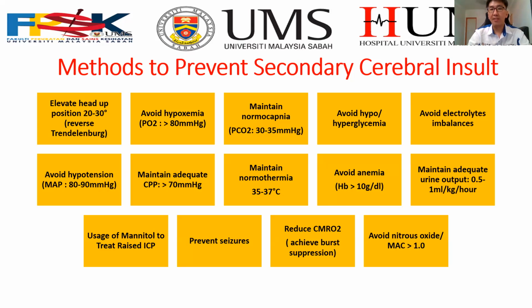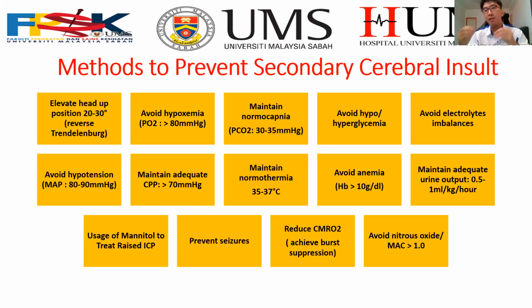Avoiding hypo- and hyperglycemia is important as well, because we want to maintain adequate glucose supply to the brain for metabolism. Electrolyte imbalances can cause seizure, so we want to avoid seizure by giving anti-epileptic medication. Your BP has to be controlled adequately with the cerebral perfusion pressure. You maintain CPP around 70 to 80 millimeters of mercury at all times. And of course, the temperature must be very tightly controlled at 34 to 37 degrees Celsius.